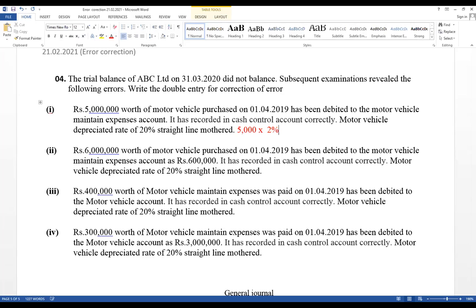5,000 into 20%. It has given the percentage, 20%. Now take the value: value equal 1 million. It has not been recorded as a motor vehicle. Therefore, not depreciated. Therefore, motor vehicle depreciation expense account debit, accumulated depreciation of motor vehicle account credit. Think about depreciation effect also. Why does it not affect suspense? Amount equal. If the amount is not equal, it affects the suspense account also.